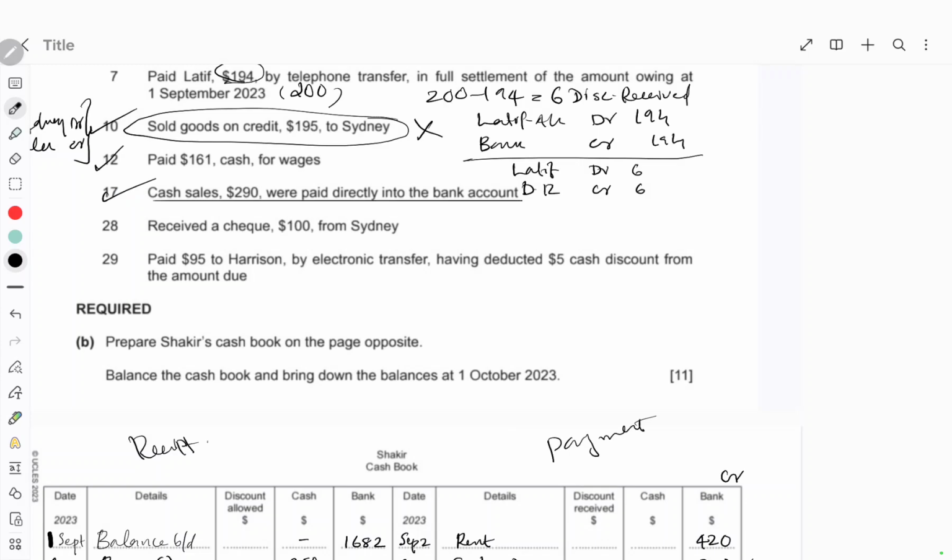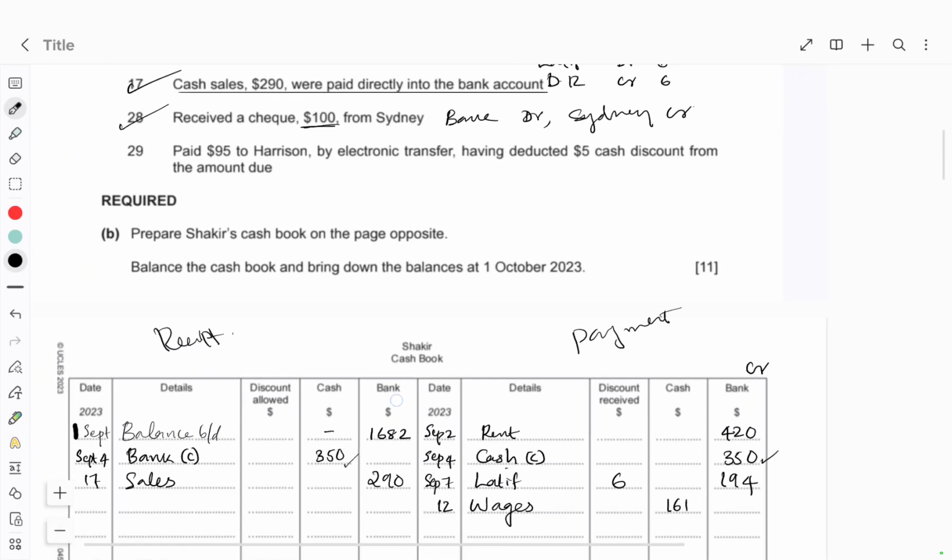So 17th to 290, you can post like this. Then we received a check for $100 from Sydney. So the double entry is: bank account debited, check, right? Bank account debited, Sydney account credited, because we already made a credit transaction to Sydney before. Now that Sydney paid money to us, it means we received a check from Sydney. So it's a receipt, right?